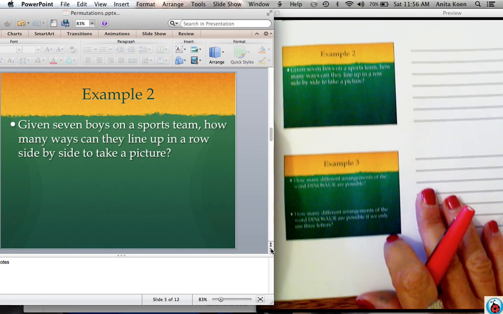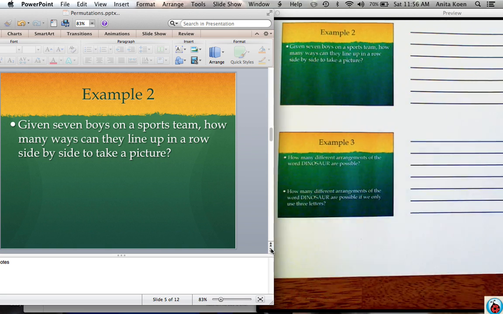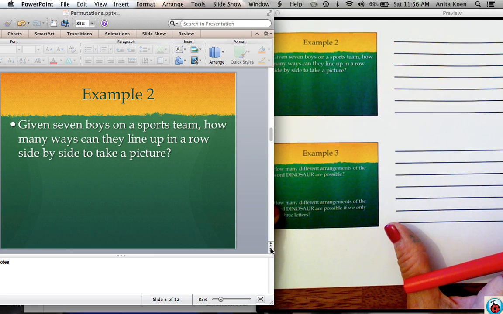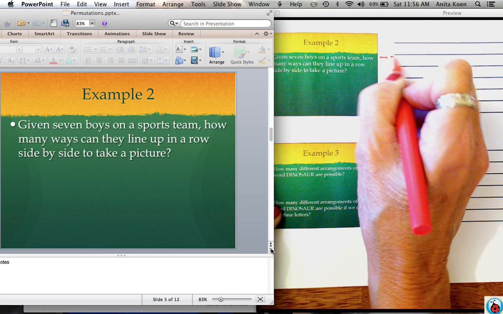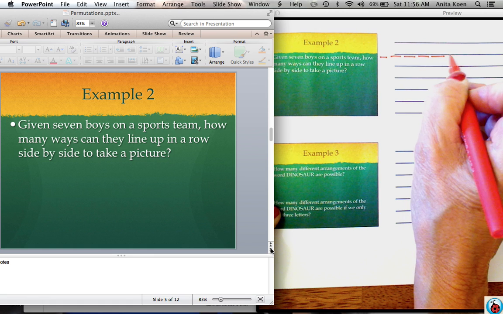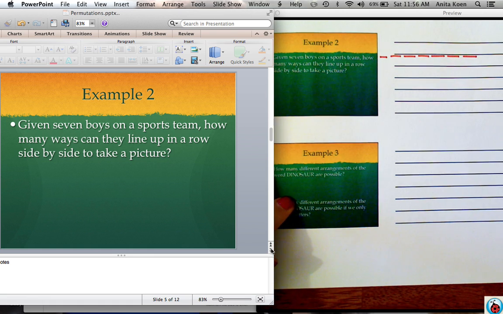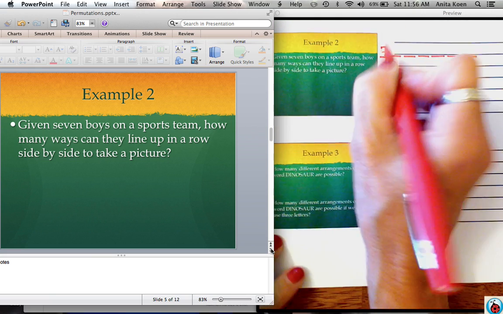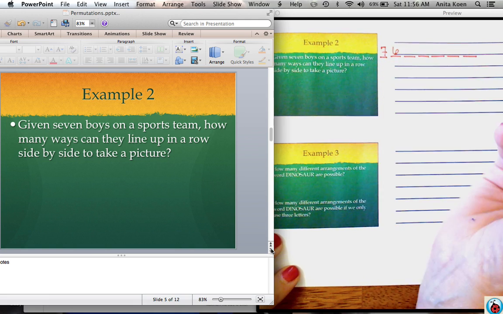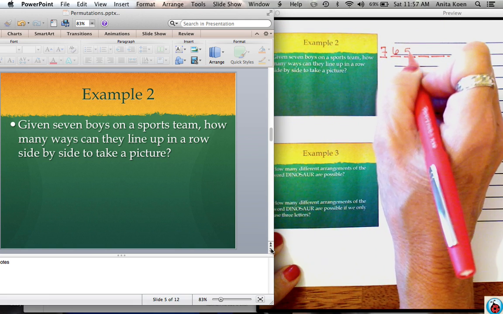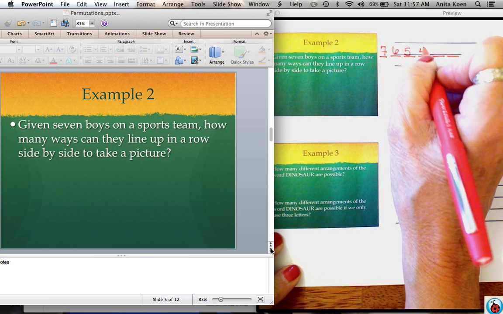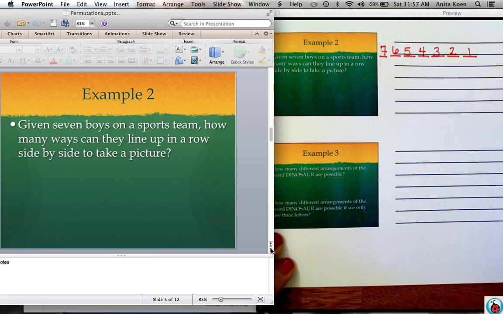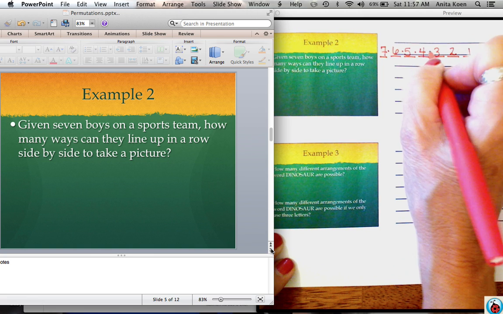What if we're given 7 boys on a sports team, and we want those 7 boys to line up to take a picture? We want them side by side. So we have 7: 1, 2, 3, 4, 5, 6, 7. We want 7 boys to line up to take a picture. Well, there are 7 options for who stands first. But once somebody's picked, there are only 6 ways for somebody to be in the second spot. Then 5 ways for the third, 4 ways for the fourth, 3 for the fifth, 2 for the sixth, and only 1 person left for the 7th spot. And then we're going to multiply all of these together.